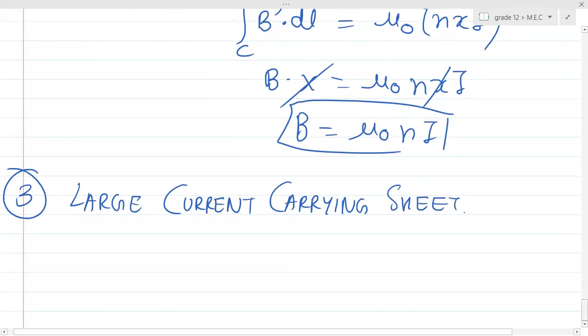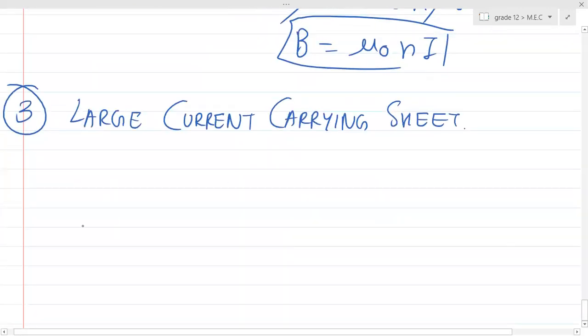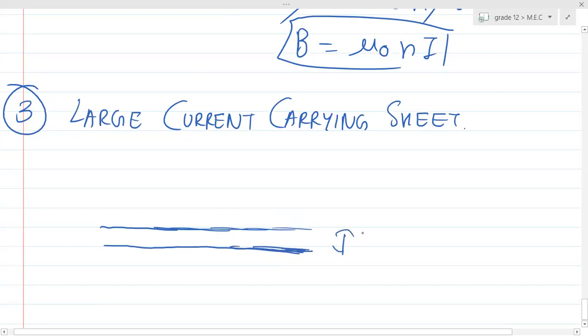Always there is a wire, so you people should be bored of the wire. That's why now let us suppose there is a current carrying large sheet. Whenever it is a large sheet, the thickness of the sheet will be very negligible, very less as compared to the length of the sheet. So always remember, whenever someone says large sheet, it means the thickness is very less as compared to the length. Is this clear?